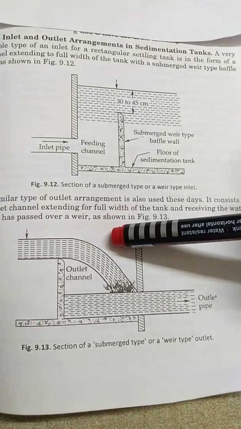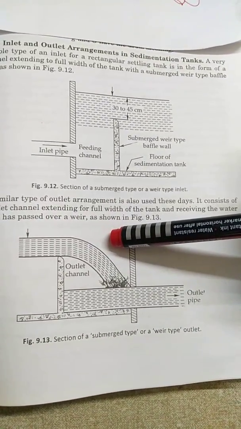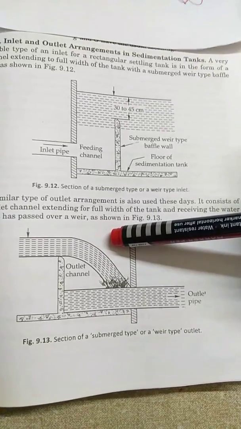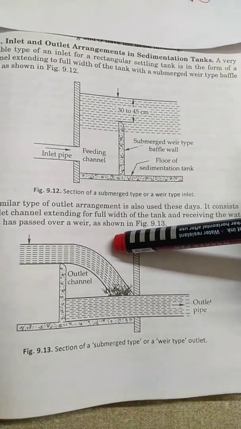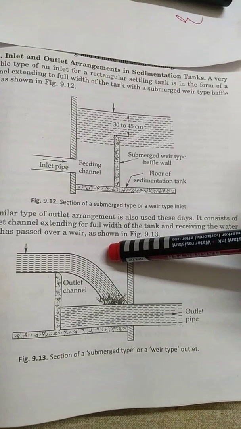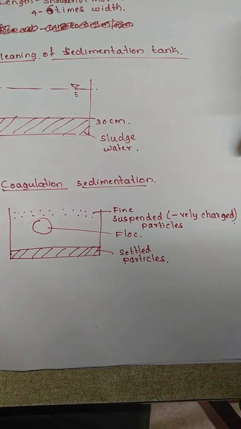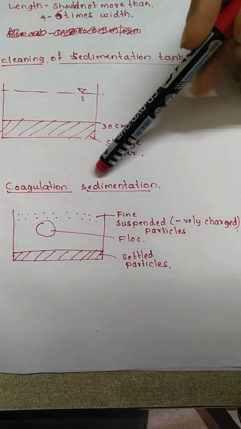So we have completed the first part of sedimentation, that is plain sedimentation, the types of sedimentation tank, and types of settling along with their problems. Now we are going to move towards the coagulation sedimentation process. Now we'll see what coagulation sedimentation is. Now you know what sedimentation is.